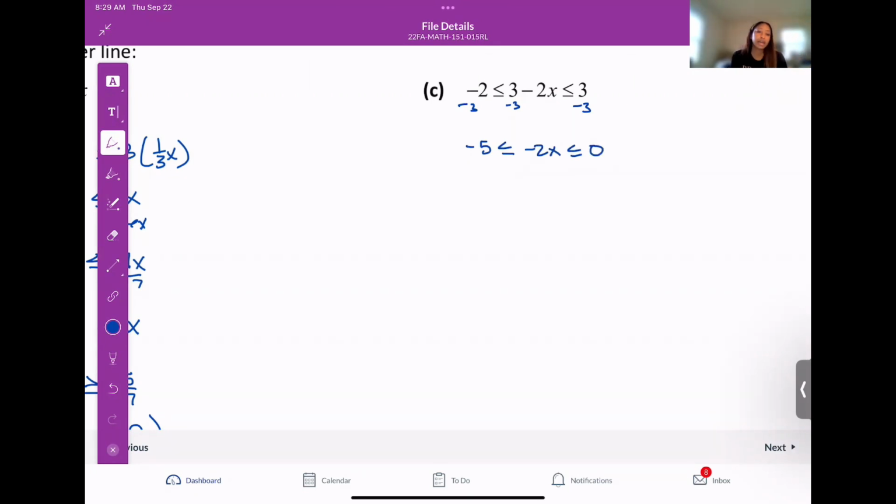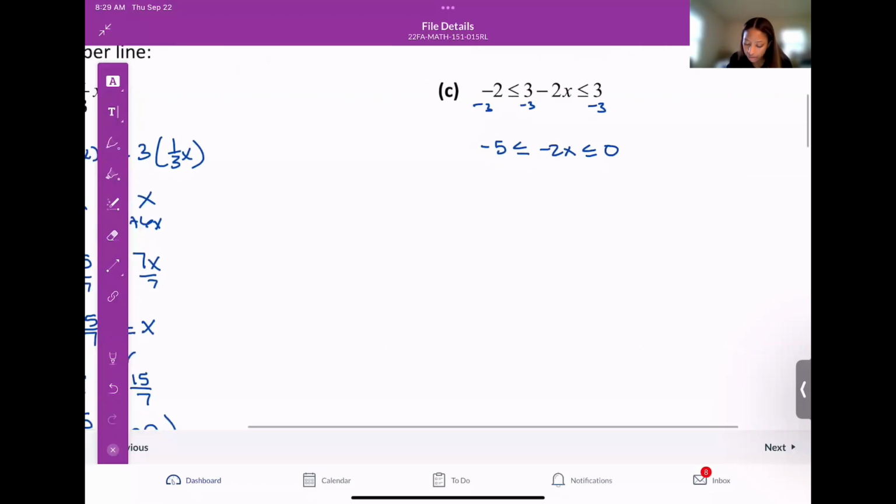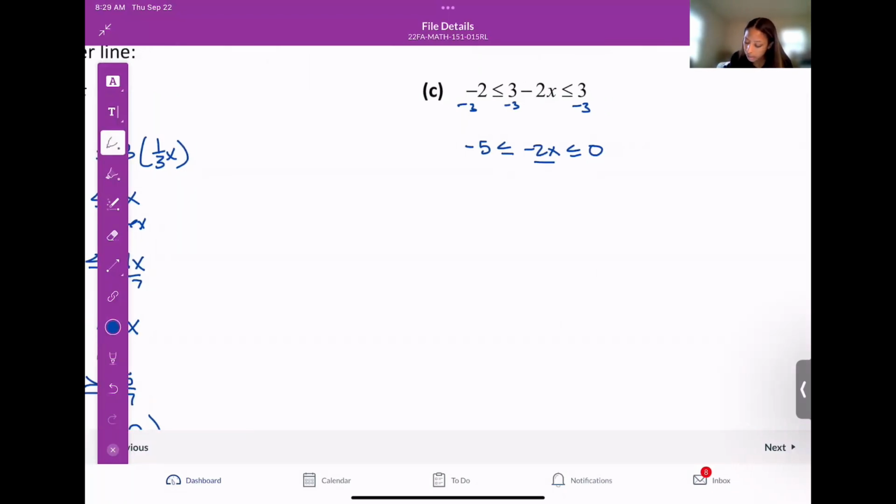And then we have x being multiplied by -2. So we need to divide everything by -2. Be careful. Remember, when you divide by a negative, that changes the direction of your inequality. So we'll end up with 5 over 2 is greater than or equal to x, which is greater than or equal to 0.